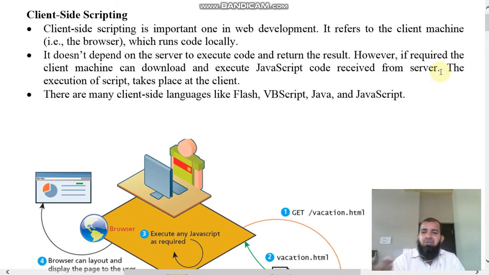Okay, the client can receive the JavaScript code from the server, and then it can execute it. If it is not executed on the server, the execution of the script takes place at the client. The execution takes place at the client only.